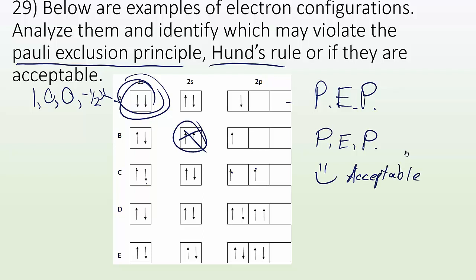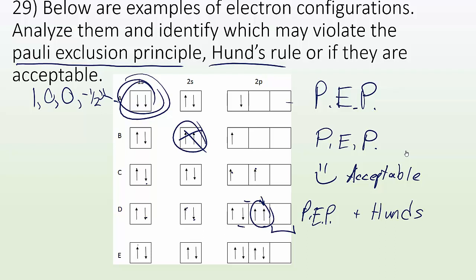All right, next one. 1s, up, down, that's good. 2s, up, down, that's good. 2p, up, down, up, up. Uh-oh, this has got a couple of violations. One, right here, that is the Pauli exclusion principle. They'd have the same 4 quantum numbers. You can't do that. And then also the fact that, hey, why doesn't this box have any electron if the other 2 have 2? So it's both. So it's going to be Pauli exclusion principle and Hund's rule violation right there.